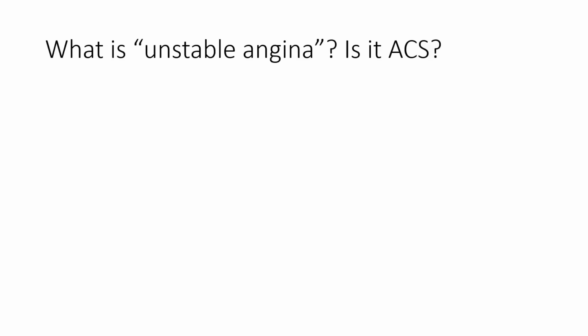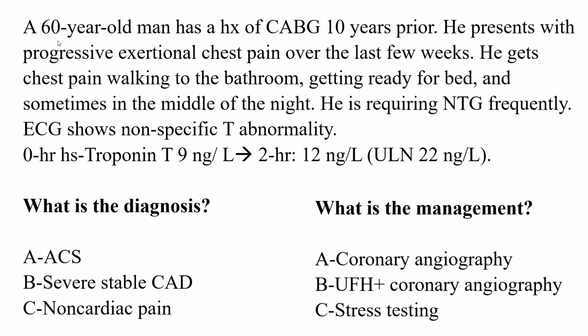Now, notice I've only described MI, and I said ACS is equal to type 1 MI. Now, what is unstable angina? I'll give you a case scenario. A 60-year-old man has a history of CABG 10 years prior. He presents with progressive exertional chest pain over the last few weeks. He gets chest pain walking to the bathroom, getting ready for bed, and sometimes in the middle of the night. It seems like a typical low-threshold angina. He's requiring nitroglycerin frequently. EKG shows non-specific T abnormality.